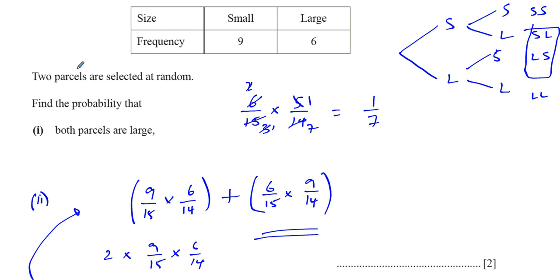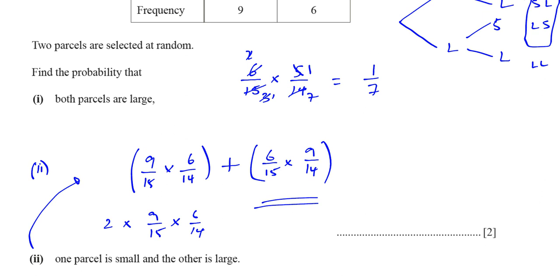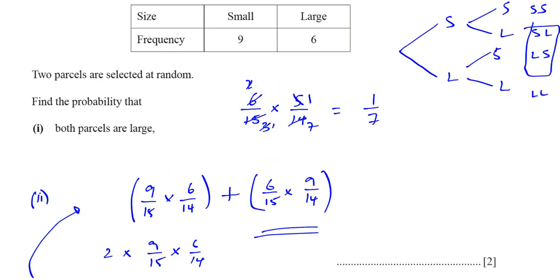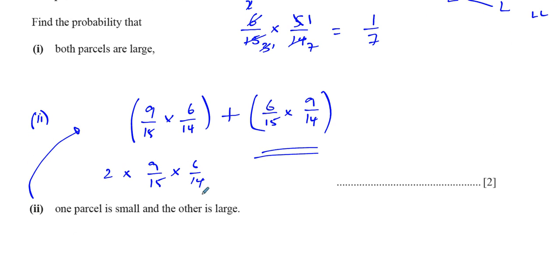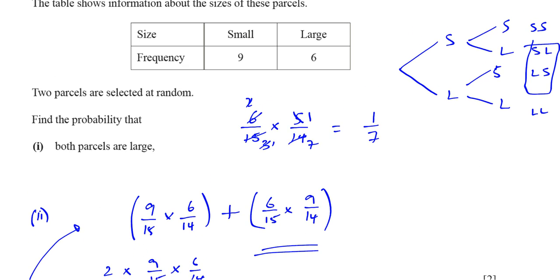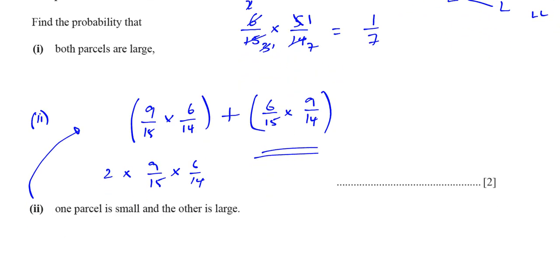The question, if you see the wording, it says one is small and the other is large. It doesn't say the first is small and the second is large. Okay, so that's a very common mistake in these questions to be made, where we only choose one of those outcomes and we're answering a different question. We're answering a question, the first is small and the second is large.